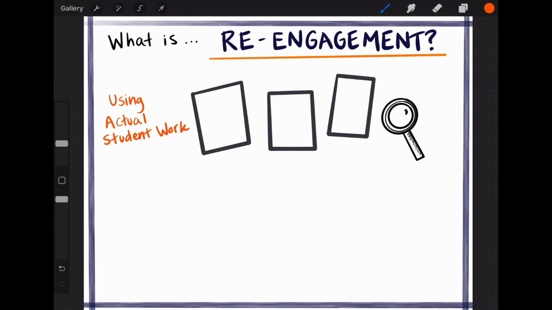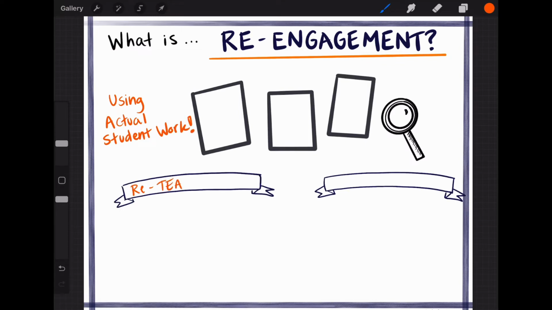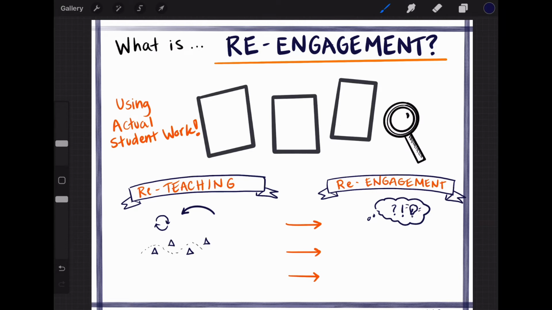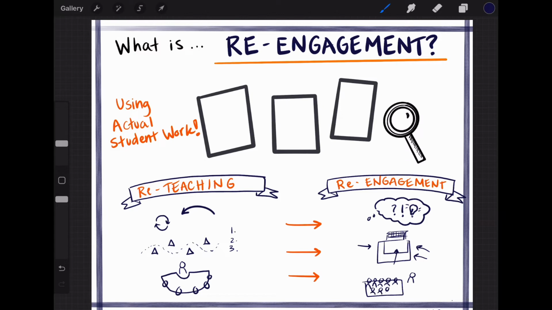Reengagement is revisiting a lesson or concept using actual student work samples as the vehicle for further exploration. So what's different about reengagement versus just reteaching? In reteaching, we often just go back and teach the unit again, often addressing the missing skills, while reengagement is revisiting student thinking. Reteaching is usually more about similar problems, often procedures, and more practice, while reengagement is problem solving and looking at something from different perspectives. And finally, reteaching is typically done in small groups, whereas reengagement is a way to talk about these misconceptions and strengths in a whole class setting.